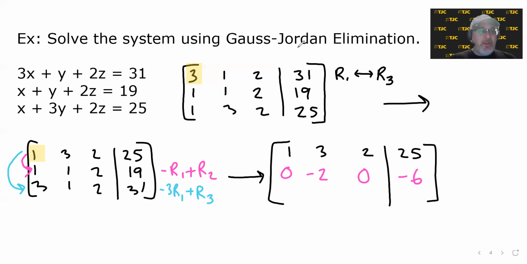Okay, let's do the -3. Let's do the next row operation. -3 times the first row added to the third row. All right, multiplying by -3, then adding to the third row. -3 times 1 is -3, plus 3 is 0. -3 times 3 is -9, plus 1 is -8.